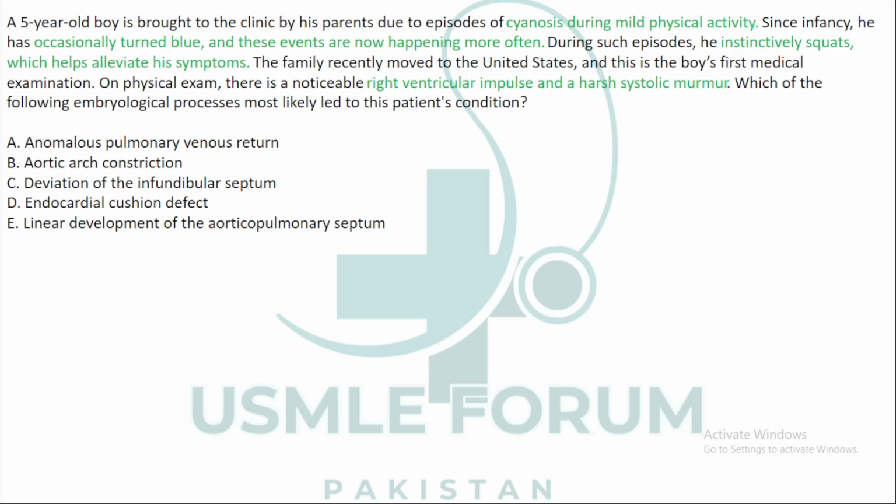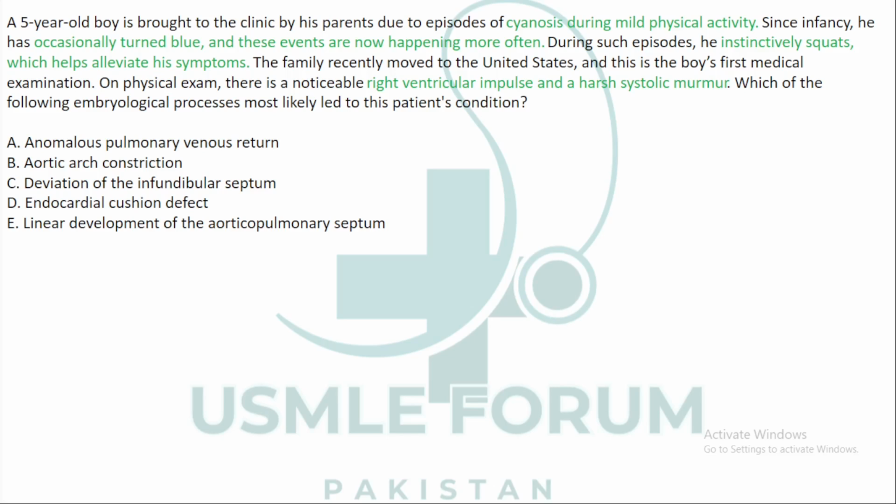Anyways, so I just explained why the patient has a harsh systolic murmur: it is because of right ventricular outflow tract obstruction in the pathology of tetralogy of Fallot. Okay, right ventricular impulse suggests right ventricular hypertrophy, and on the ECG, it appears as right axis deviation.